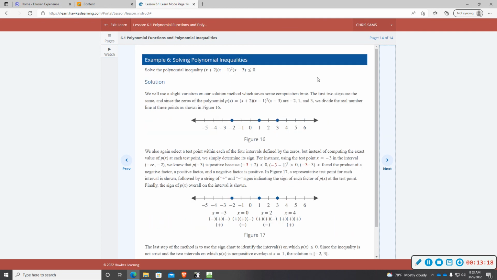Okay, I think that's it. A lot of information here, but I will model this for you in Hawks. So let's jump over and start working.